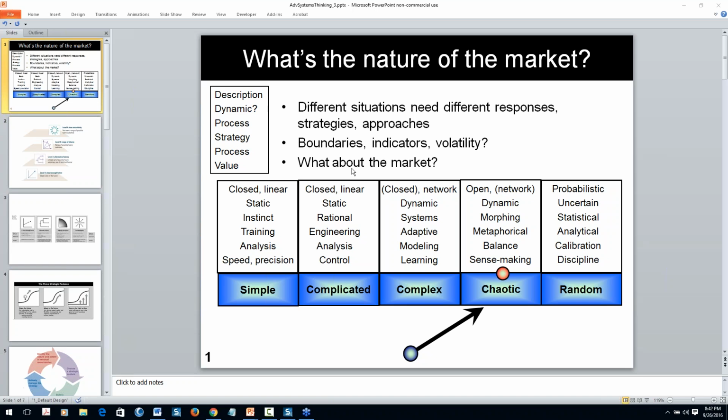A complex system is or can be closed, but it doesn't have to be. It's quite often associated with a network in the sense that it has many pieces like a complicated one, but the relationships are not purely linear, they are dynamic and changing. They can evolve over time. You have second and third order effects that are more prevalent.